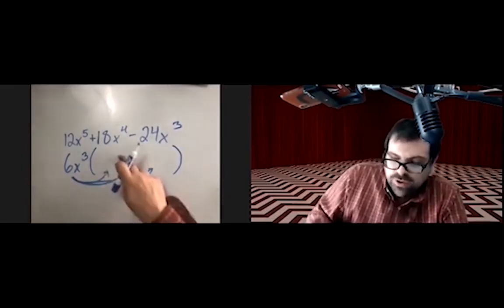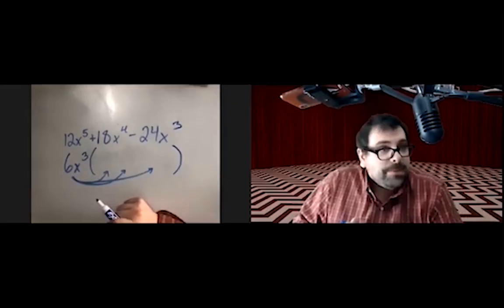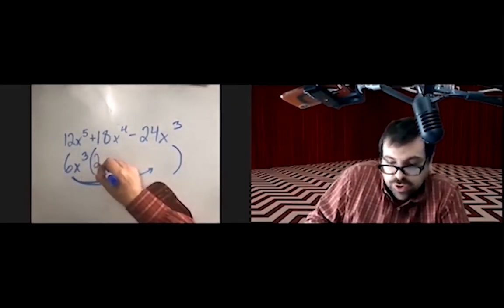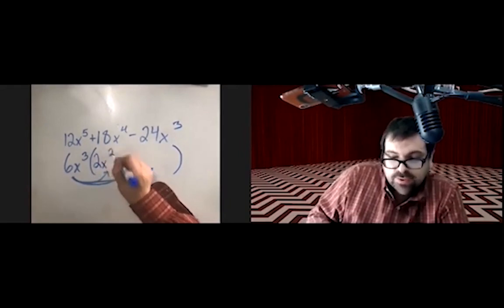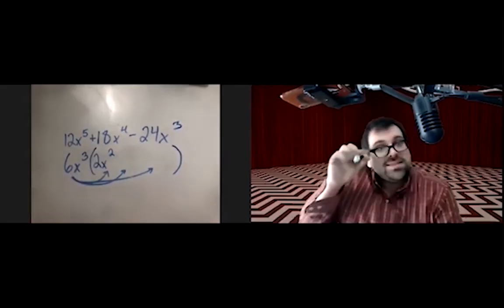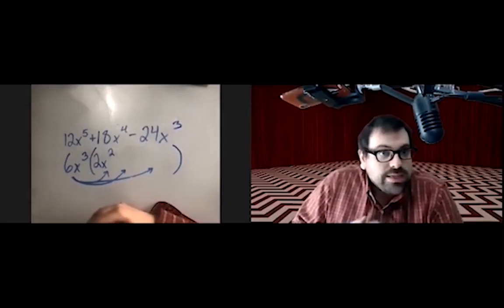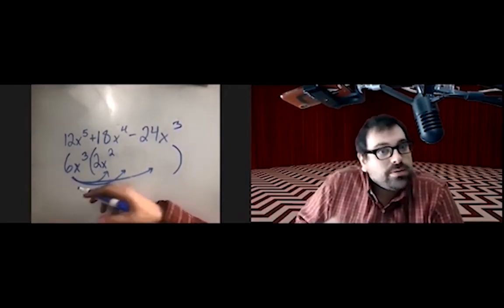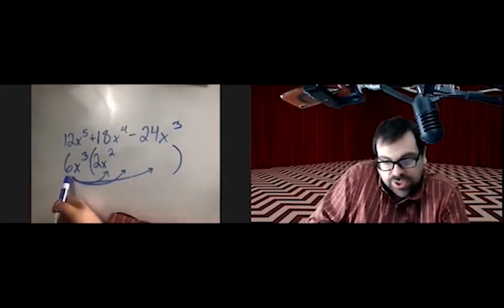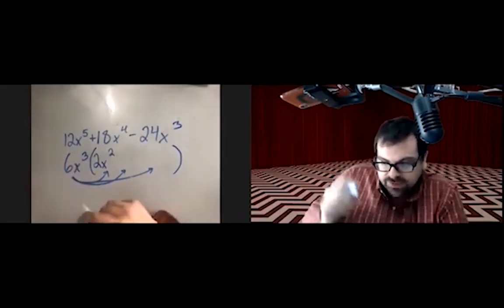6x cubed, what would go here to give us 12x to the fifth? 6x cubed times 2x squared would be 12x to the fifth. Now you're seeing why we did work with exponents, why we learned these rules. We need them to be able to factor. And just to check, 6x cubed times 2x squared, 12x to the fifth. Yep.